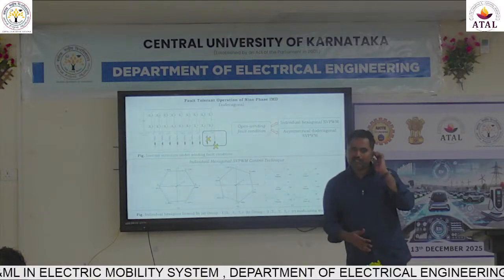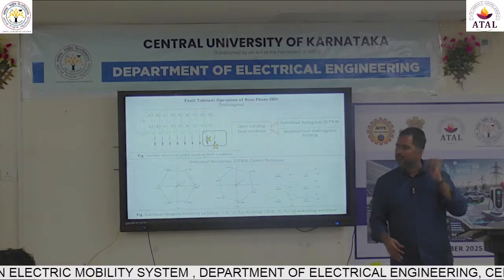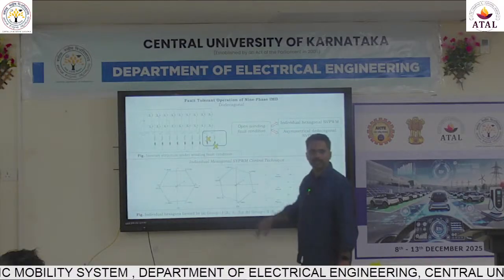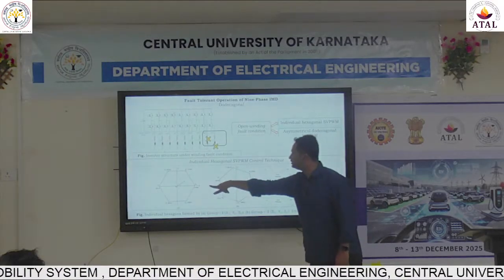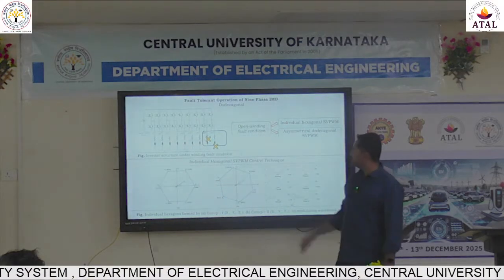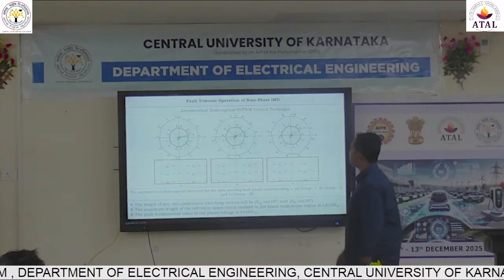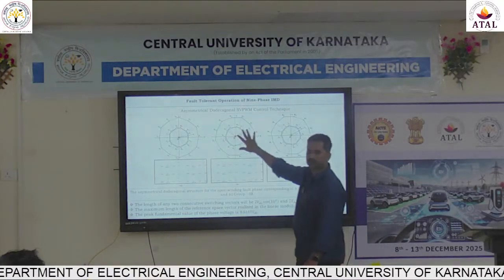Now that is only the solution. Can I do something else? There is another thing: two faults have happened somewhere. What will happen? These hexagons will be phase shifted. Those hexagons can become something like dodecagonal structures, asymmetrical dodecagonal structures.